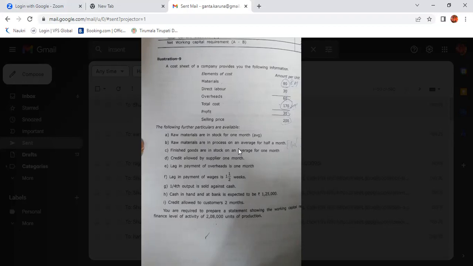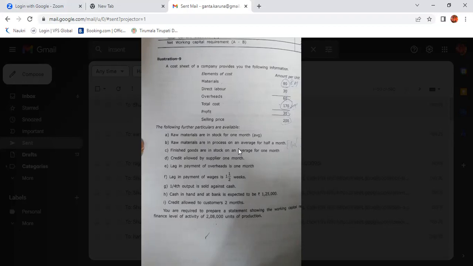Credit allowed by supplier means, for me, my creditor is due. It's a payment for me. Lag in payment of overhead, like outstanding payment, is 1 month. Lag in payment of wages is 1.5 weeks itself. And then 1/4 of output is sold against cash. Then cash in hand at the bank is expected to be 1,25,000. And the credit allowed to our customers is 2 months.